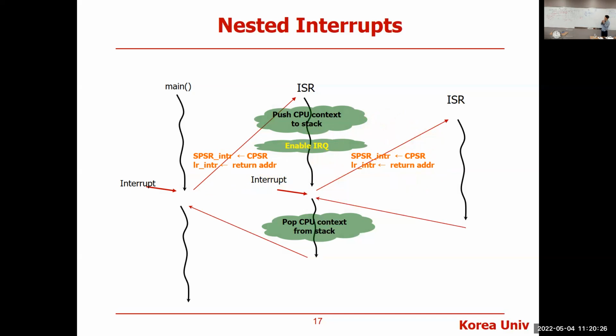That means you have to push. You have to back up SPSR. Back up these two registers to the stack. Before enabling interrupt, you have to push SPSR and LR, like this. And at the end you have to pop. Push and pop. Does it make sense? Any question about this?